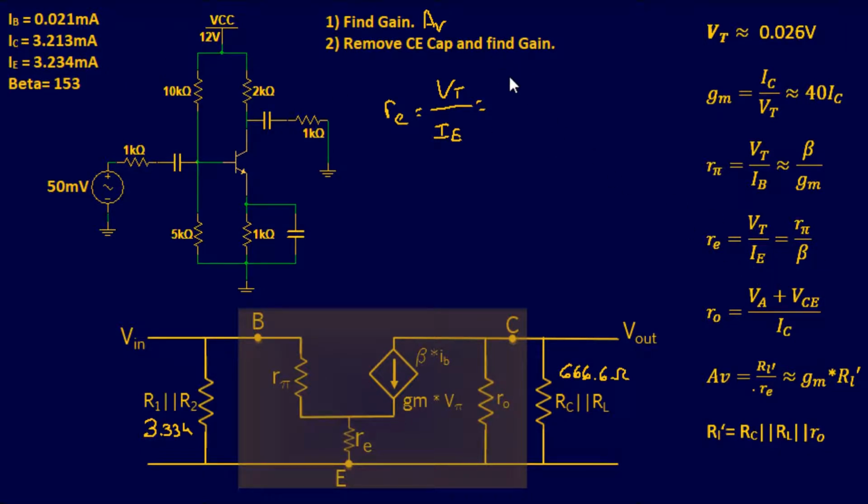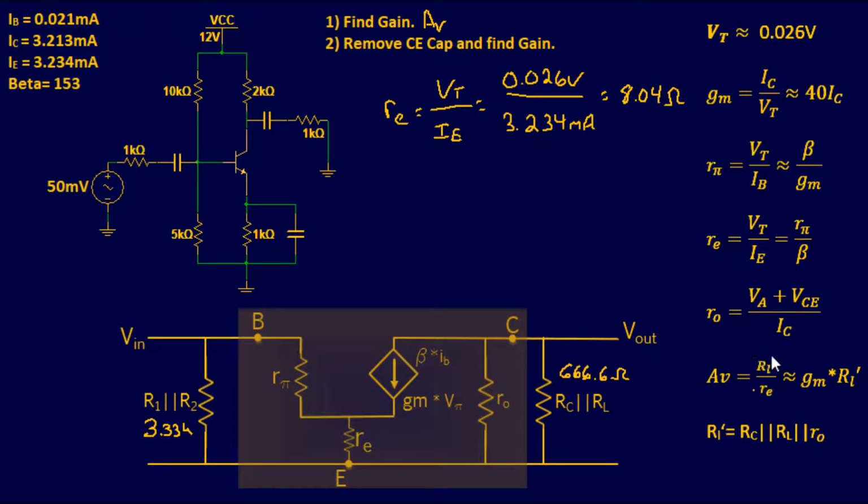So this one's going to be 0.026 volts over, and this is going to be our emitter current, which is 0.234 milliamps. And then once we plug and chug that in our calculator, 8.04 ohms. So it's pretty good. We have r sub e.